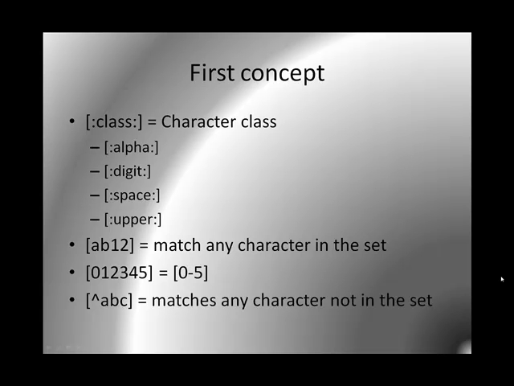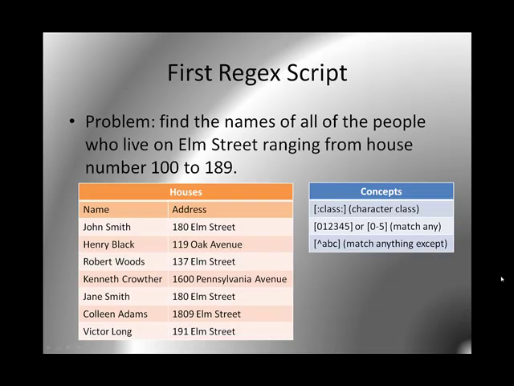There are some predefined character classes that will represent either letters, numbers, spaces, or uppercase characters. But then you can also define your own character set. If you have a whole bunch of digits or letters in succession, you can just put the lowest one and then a hyphen and then the largest one, and that'll match any character in the set. You can also put the caret in a character set, and it'll match any character that is not in the set already.